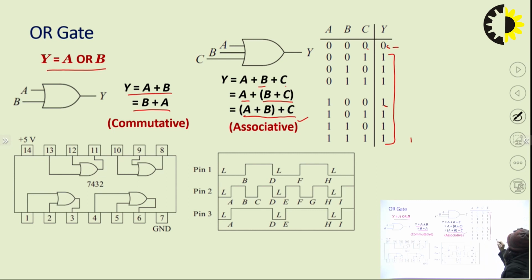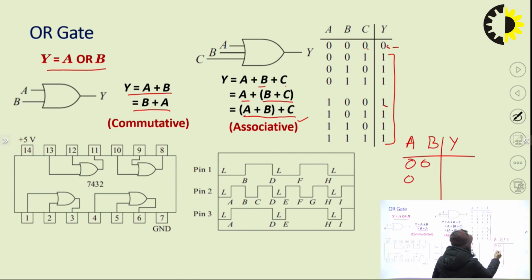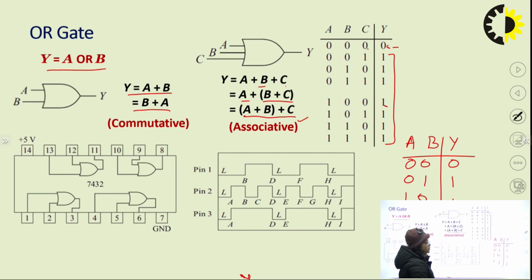If we write this truth table for 2 inputs only, we write all the 4 combinations: 0 0, 0 1, 1 0 and 1 1. Then 0 plus 0 is 0, and for all other combinations one of the inputs is 1, so output is 1.